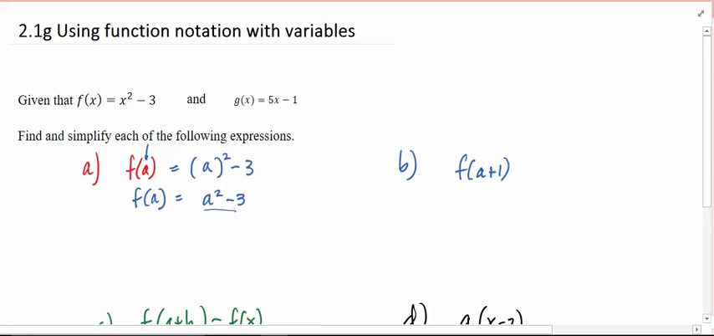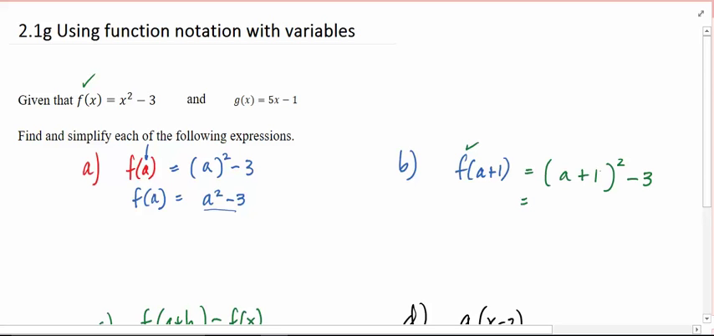Now it gets a little weirder, but we can still do it. It doesn't matter really what they ask us to put in there. If they said put an apple in there, we could put an apple in there, right? So they're telling us this time to put in a plus 1. Here we go, we're going to have our parentheses. By the way, it's the f function, because they're asking us for f, so we're going to use that template. So I'm going to put in the a plus 1.